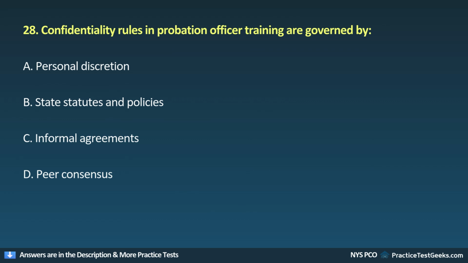28. Confidentiality rules in probation officer training are governed by: A. Personal discretion. B. State statutes and policies. C. Informal agreements. D. Peer consensus.